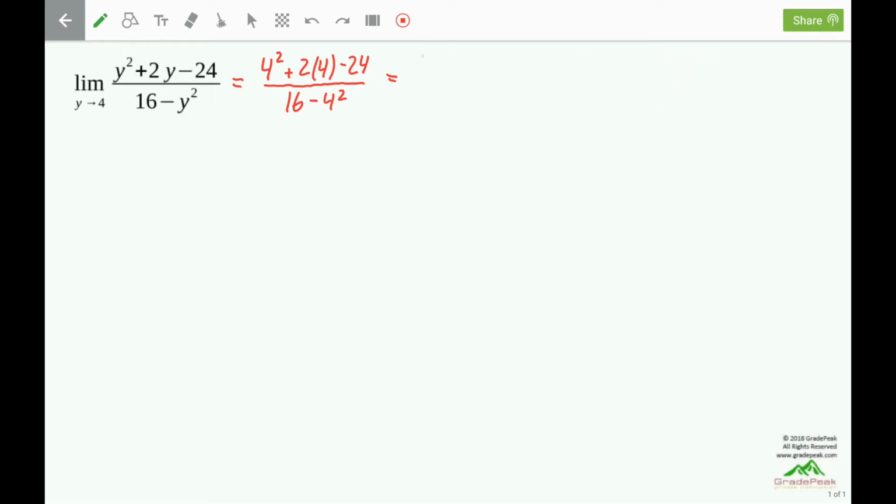In the numerator, 4 squared is a 16. 2 times 4 is an 8, minus the 24. The denominator, 16 minus 4 squared, which is also 16. In the numerator, we have 16 plus 8, which is 24, minus 24, that's a 0. The denominator, we have 16 minus 16, that's a 0. We have the 0 over 0 indeterminate form, and this needs to be reworked.